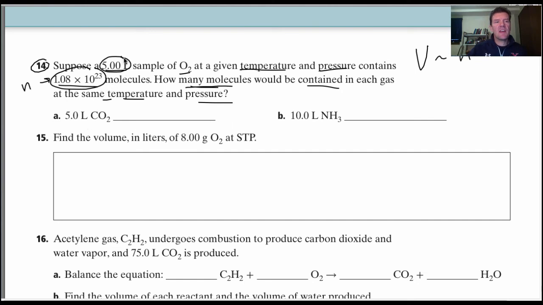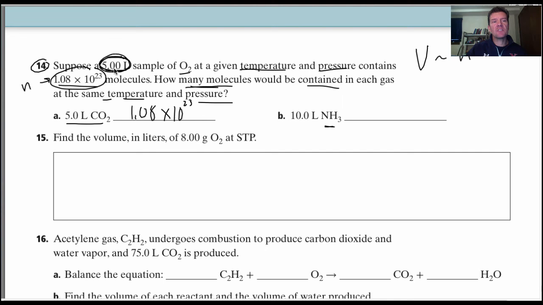So if you have 5 liters of oxygen and you also have 5 liters of carbon dioxide, they're going to have the same number of particles. Remember, in our formula, there's no mention of if you had oxygen or carbon dioxide or ammonia or something else. Doesn't matter what gas you have. These gas laws apply to any gas. So if you have 5 liters of carbon dioxide, it would be the same number of particles as 5 liters of oxygen at the same temperature and pressure. So it's 1.08 times 10 to the 23rd. Okay? What if you had 10? Again, it doesn't matter which gas you're talking about.